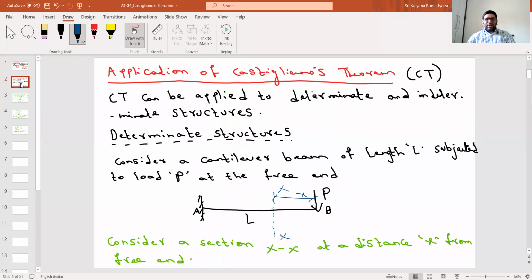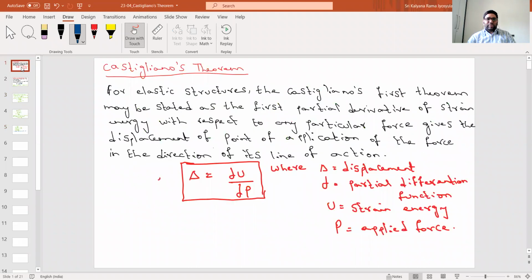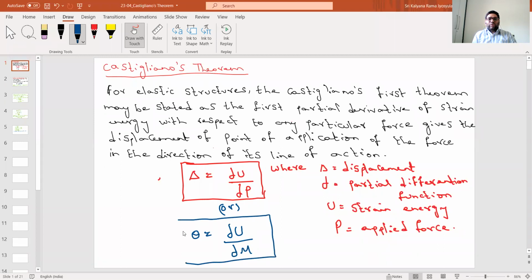As I explained before, by the definition of Castigliano's theorem, this delta is written as partial differentiation of strain energy with respect to applied load, or theta is equal to partial differentiation of strain energy with respect to applied moment. So if you want deflection, you need to differentiate with respect to the applied load. If you want rotation or slope, you need to differentiate with respect to the moment.